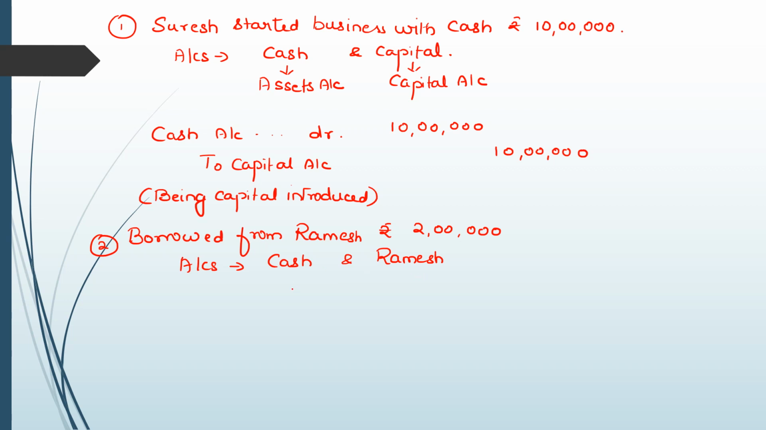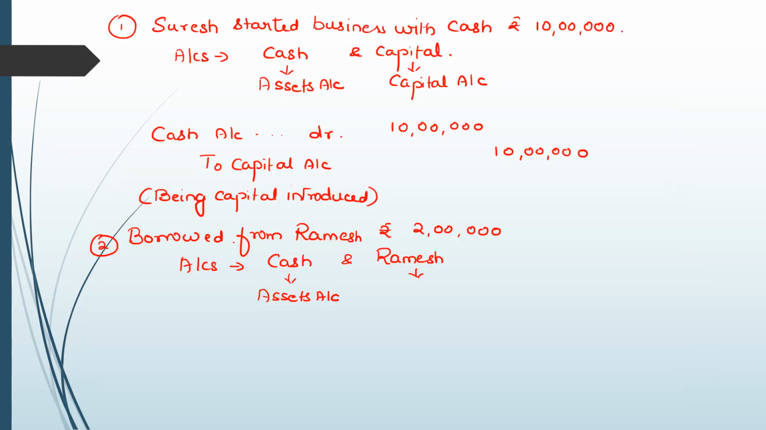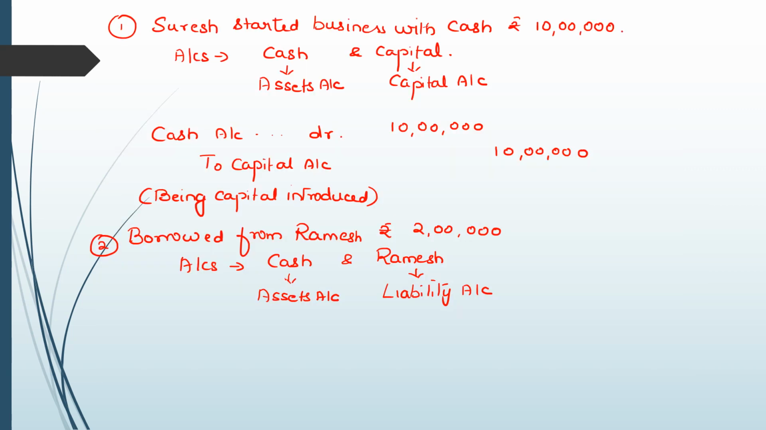Now let us go and classify under which category of account it comes. Cash account comes under assets account category and Ramesh is a lender. Now if you go back and see, lenders come under the liability account category. So this is a liability account. Once you have understood the accounts, now you have to just apply the rule. For the asset account, what is the rule? Try to remember it. The rule is increases are debited, decreases are credited. So here cash is being borrowed, money is coming in. So cash is increasing. So we would have to debit it. So cash account debit 2 lakh rupees.